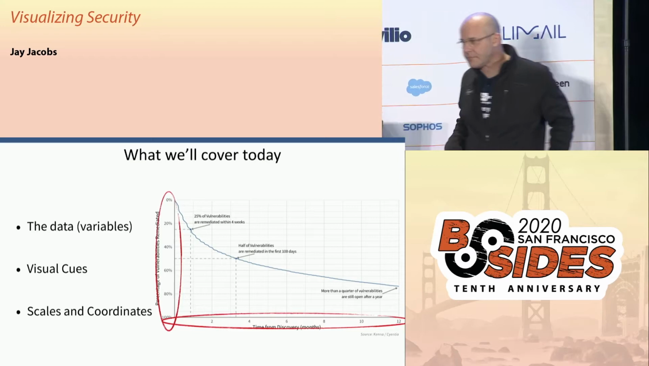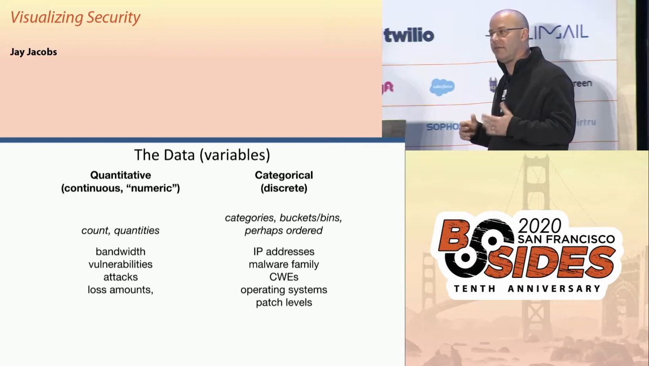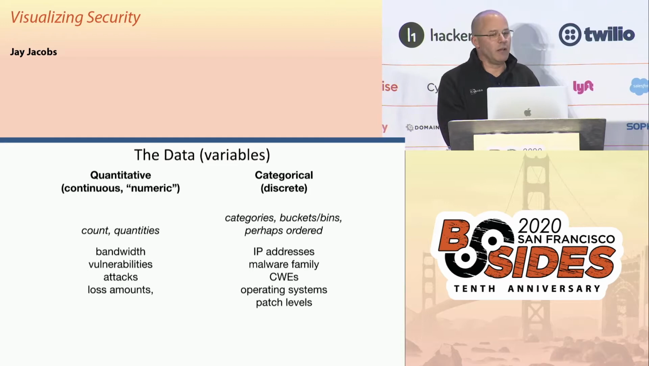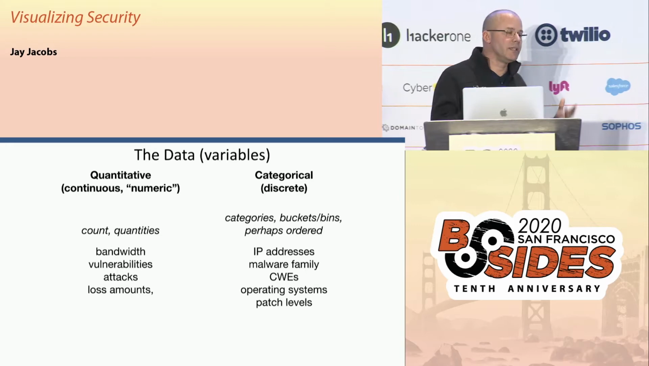So there are two types of data as big generalizations. Okay, there's going to be quantitative or continuous count data. And that's going to be things like if you're measuring bandwidth, if you're counting vulnerabilities, counting attacks, counting types of attacks, looking at loss amounts, anything that has some sort of number, some sort of counting associated with it, it's going to be a continuous or quantitative variable.